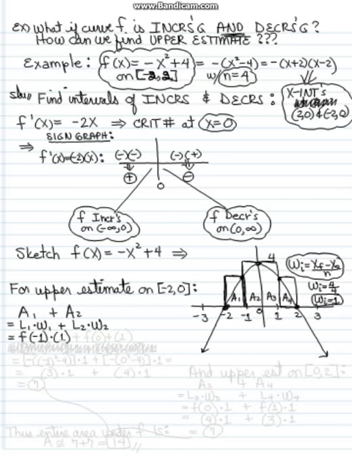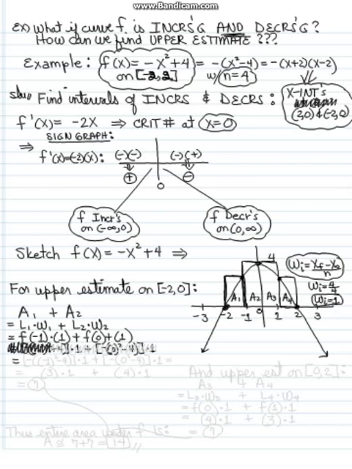Okay, for the length, we're going to use the right endpoint of the first rectangle because that's the higher endpoint. Evaluate the function at negative 1. The same for the second. Evaluate the function at x equals 0. And that's going to give us the overestimate of the area of each of those rectangles.